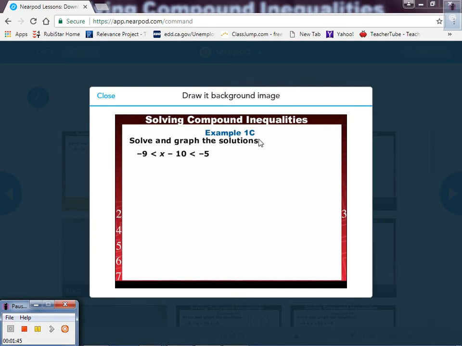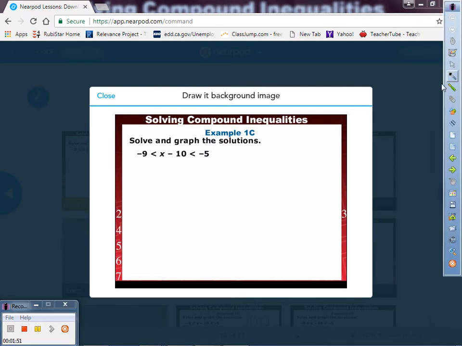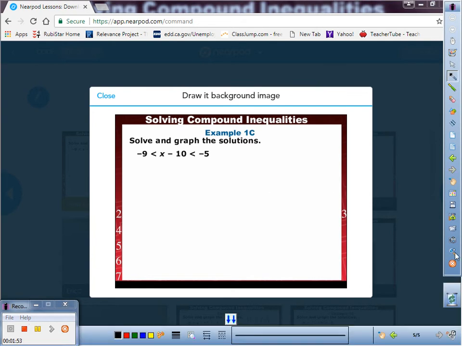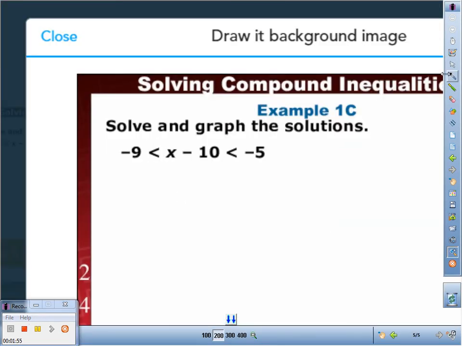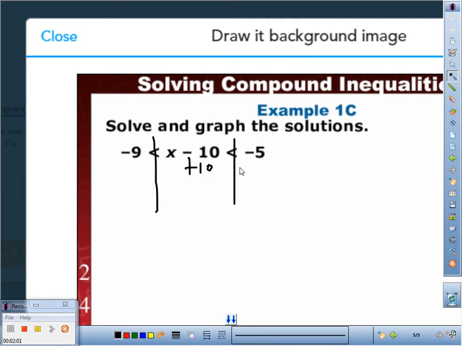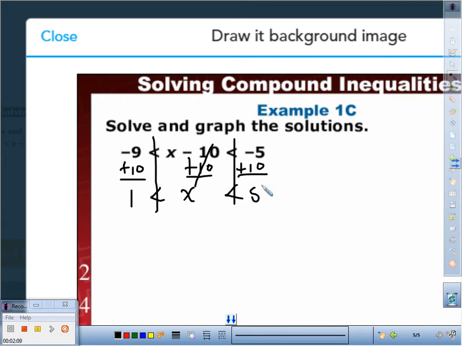Let me show you the process. Here goes the process for number 1C. Look up to the screen, please. Writing utensils down. Here it goes. Line down the inequality symbols. To isolate the variable, we need to add 10 to all sides. Is that correct? And then we're left with 1 less than x less than 5.